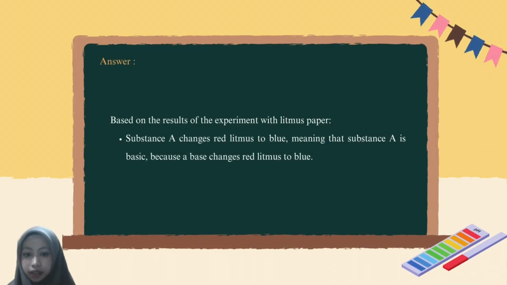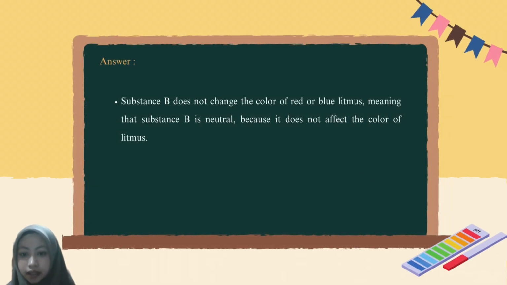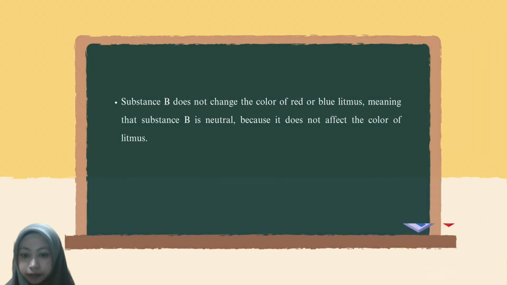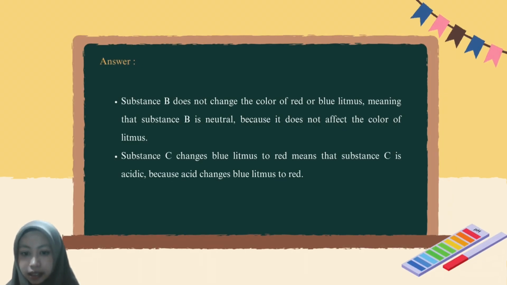Answer: based on the result of the experiment with litmus paper, substance A changes red litmus to blue, meaning that substance A is basic, because a base changes red litmus to blue. Next, substance B does not change the color of red or blue litmus, meaning that substance B is neutral. Why? Because it does not affect the color of litmus. Next, substance C changes blue litmus to red, meaning that substance C is acidic. Why? Because acid changes blue litmus to red.